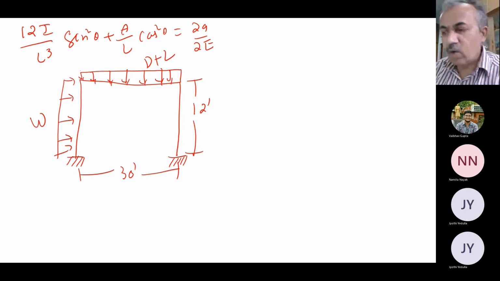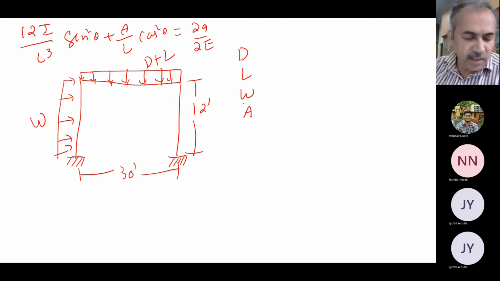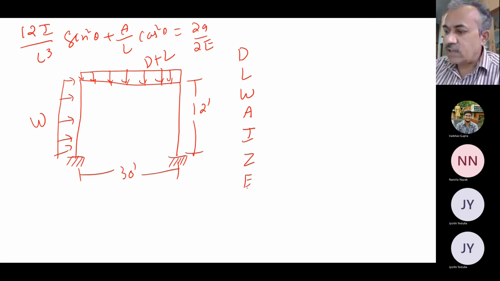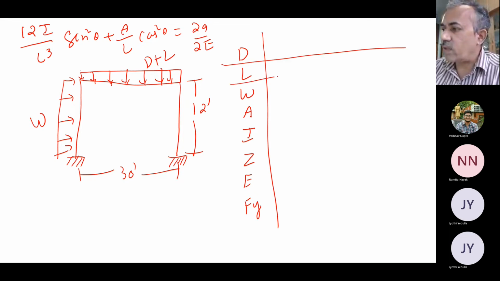And now he says that all the random variables are given. The dead load is random, live load is random, W is random, area is random, moment of inertia is random, section modulus, then Young's modulus, then f of y. He assumes all of them are random variables only.